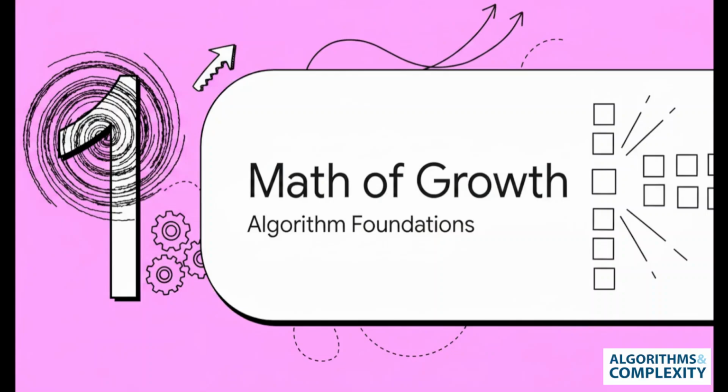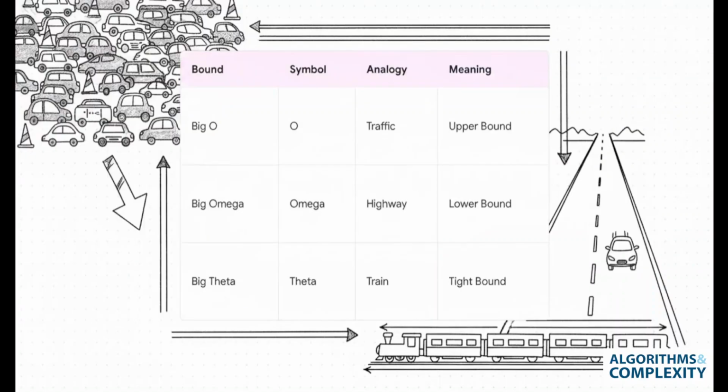Section 1. The math of algorithm growth. To evaluate our sorting toolkit, we first have to understand the formal bounds of Big O notation. Let's translate this abstract math into something we all experience: commuting. Think of Big O as your worst-case commute traffic. It's an upper bound, guaranteeing your algorithm won't grow faster than a certain rate.